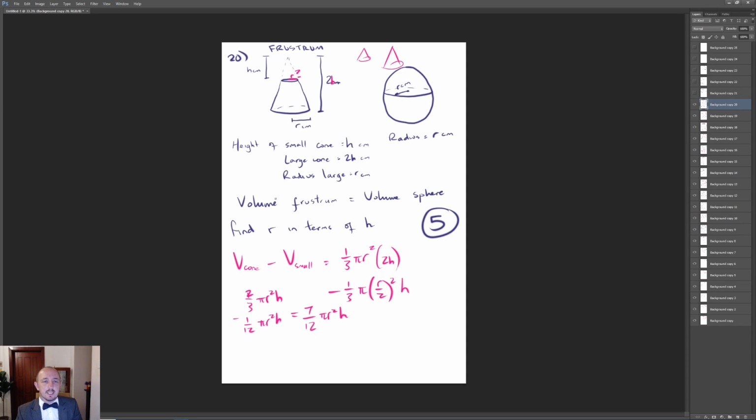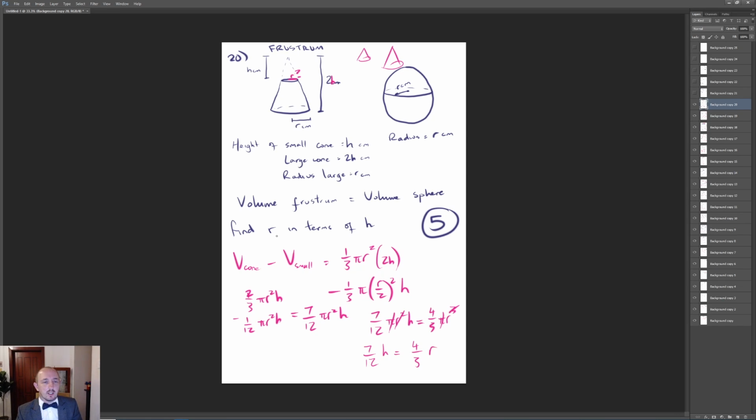And it says the volume of the frustum is equal to the volume of the sphere. So I'm going to put that 7/12 pi r squared h equal to the volume of the sphere, 4/3 pi r cubed. We can do some cancelling of pi's, we can cancel the r squared, and that gets rid of 2 of those r's, and we have 7 over 12 h is equal to 4 over 3 r.